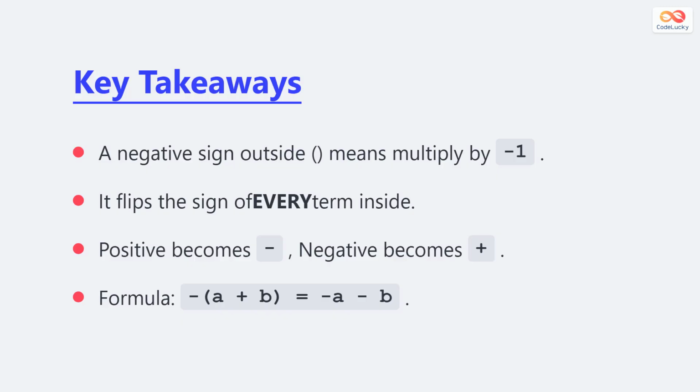To wrap up, remember these key points. A negative sign outside parentheses is like multiplying by negative 1. It flips the sign of every single term inside the group. Positives become negatives, and negatives become positives. Keep practicing, and you will master this in no time.